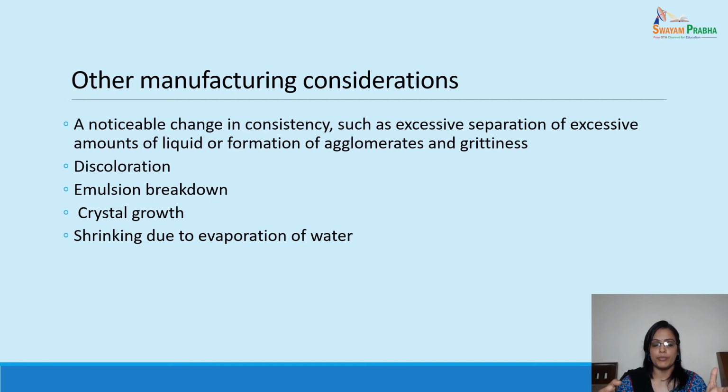Discoloration, emulsion breakdown, because if the emulsion is breaking, you can easily make out with your naked eyes that there is a breakage in the emulsion. Crystal growth, all these things you can make out by just simple physical inspection. Shrinking due to the evaporation of water, and the evidence of microbial growth also. So these are a few manufacturing considerations by which, during manufacturing itself, the manufacturing pharmacist comes to know that there is something wrong with the preparation. So this is the first thing, that physical instability is one of them.